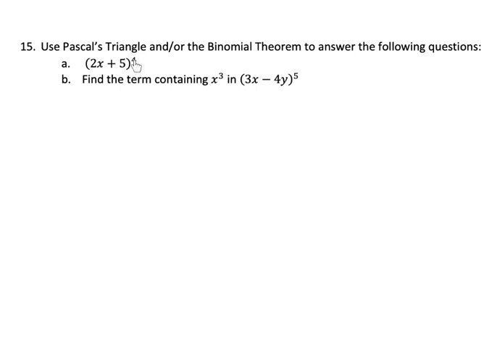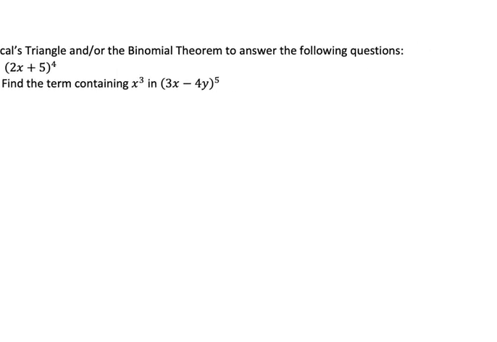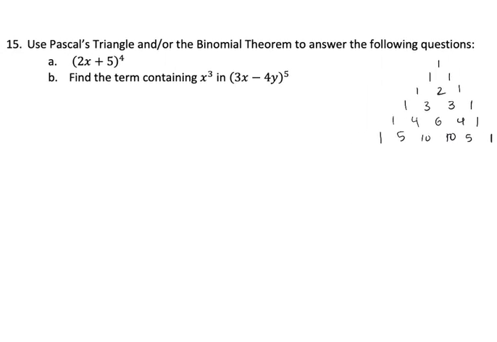We're using Pascal's triangle for both part A, which is to the 4th power, and part B, which is to the 5th power. So I'm going to use 6 rows. And then for part A, this is to the 4th power, so we actually just need the 5th row for part A, 1, 4, 6, 4, 1. So these are the coefficients.